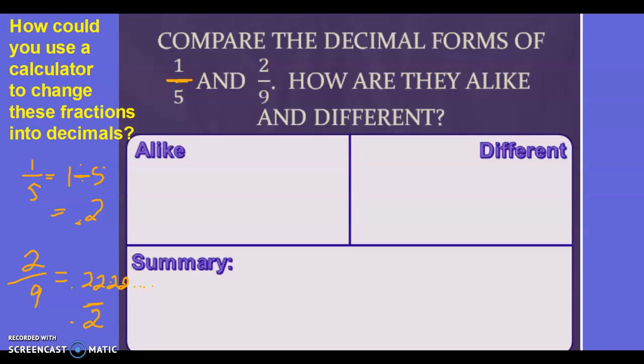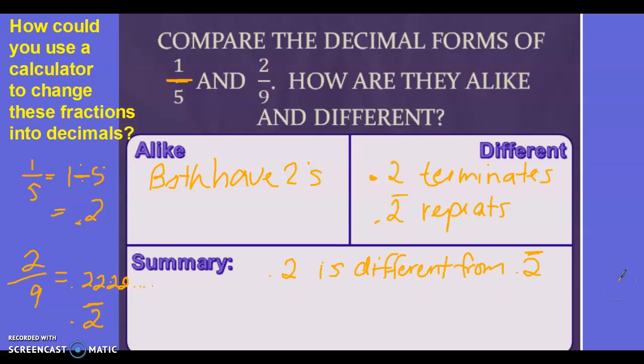So how are they alike? Well, they both have 2's. How are they different? Well, one ends and stops, and one keeps on going. 0.2, or 1/5, actually ends, which we call terminates. Terminate means it ends, or it comes to a stop. The 2/9, which was 0.2 repeating, goes on and on forever and ever.